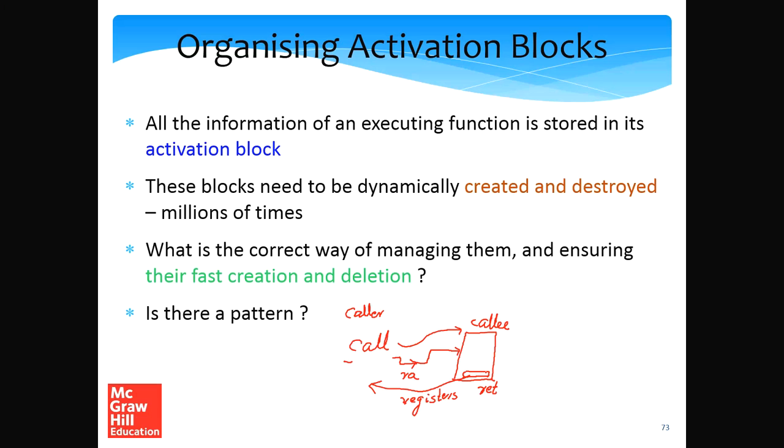So the question now is that all the information of an executing function that is stored in the activation block has to be created millions and millions of times during the execution of a program. The reason being that function calls are very common, and even in 1 second, millions of times functions are called. So we need a way of managing activation blocks, ensuring their very fast creation and deletion. And we need to look at a certain pattern to make this a very quick operation.